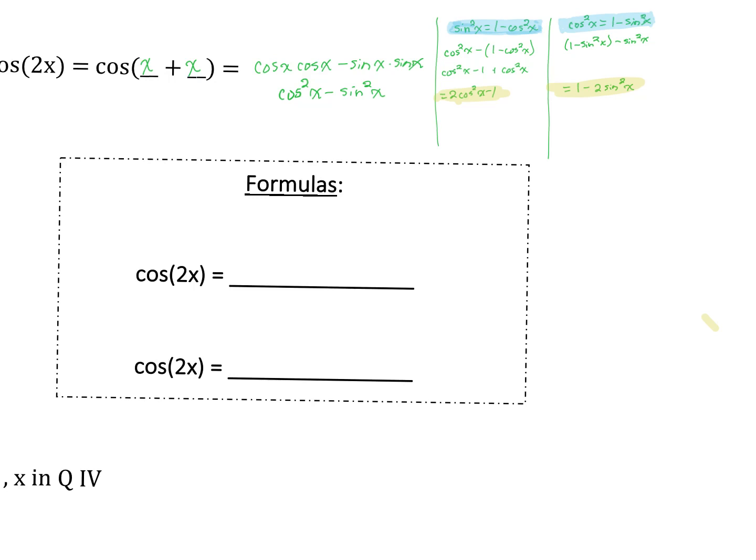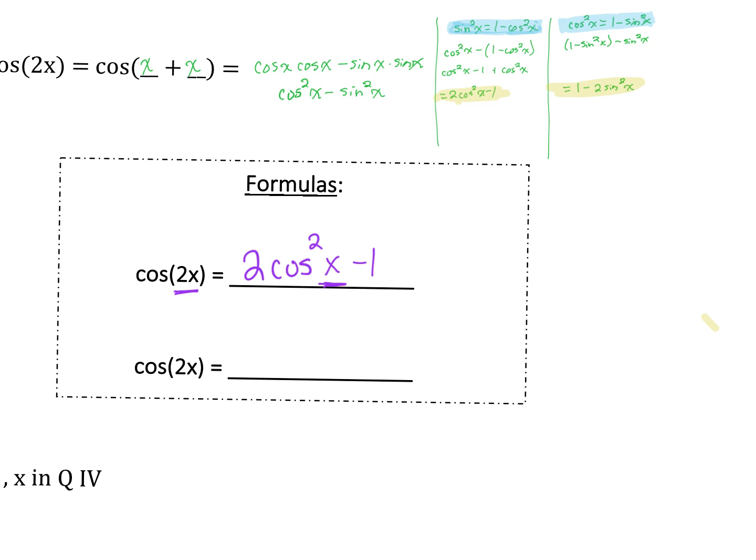So here are the formulas. The cosine of 2x, which means the cosine of the double angle, has two different formulas that we will use. The first is 2 times the cosine squared of x minus 1. Notice the relationship. Here's the double angle on this side. This is just a single angle, just an x, on this side.